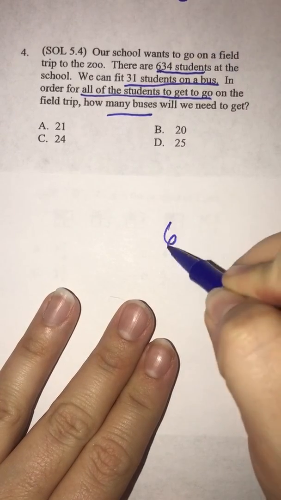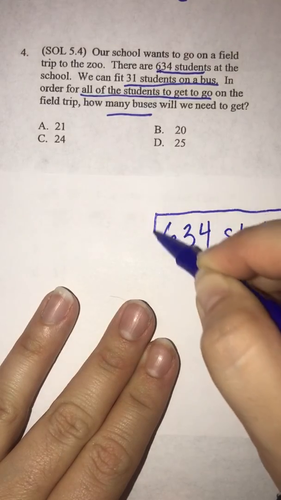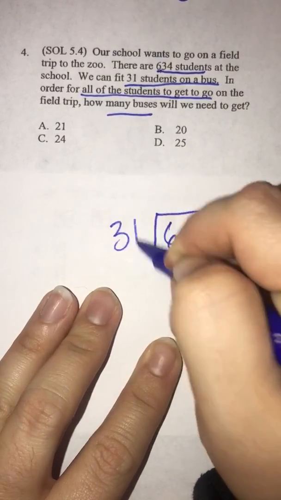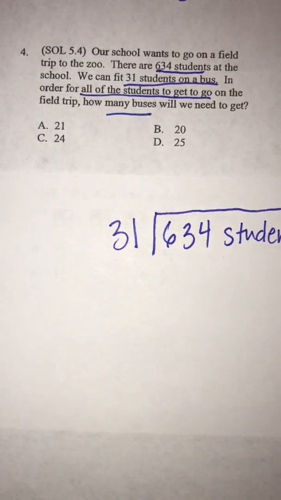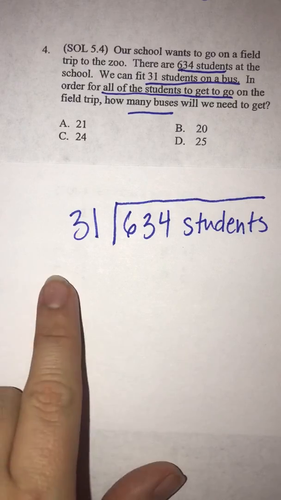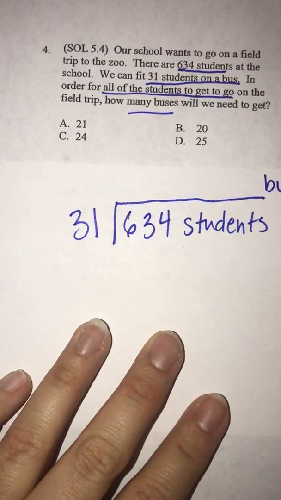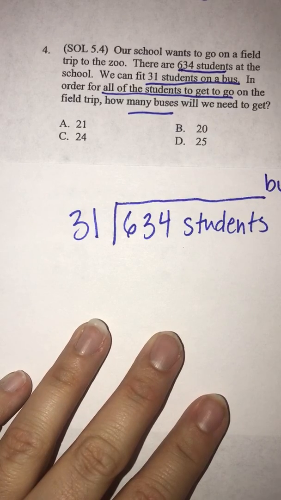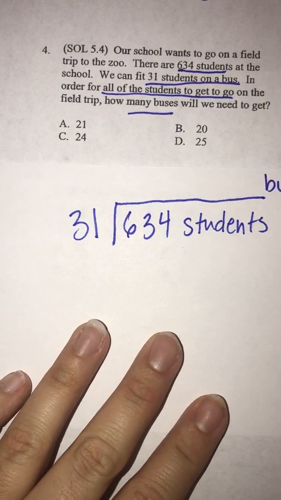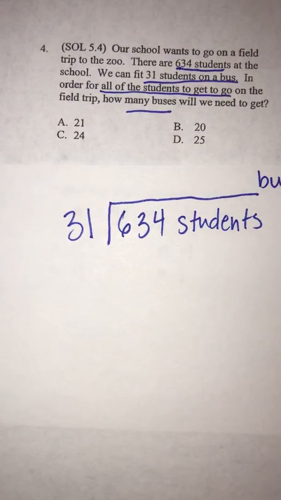So if I have 634 students, and I am going to put 31 on each bus, if I divide out my students, then I should figure out how many buses to take. So the answer is going to be about the buses. You can't see it, but I wrote buses over here. All right. So I'm going to need multiples of 31.